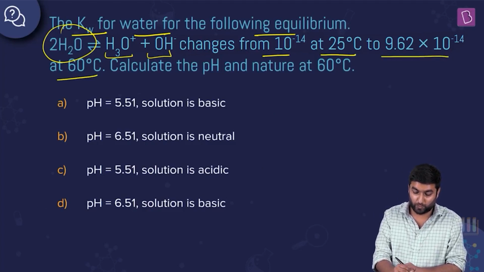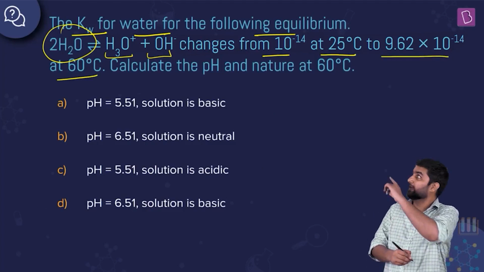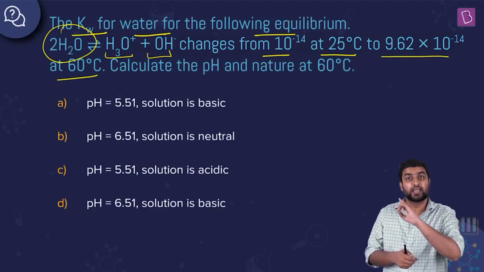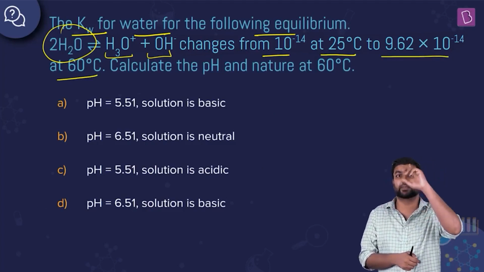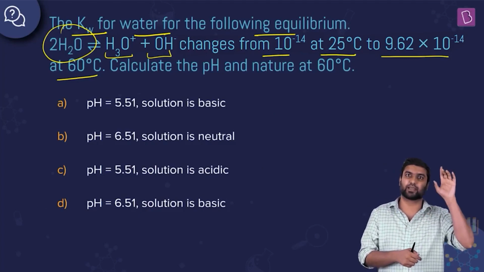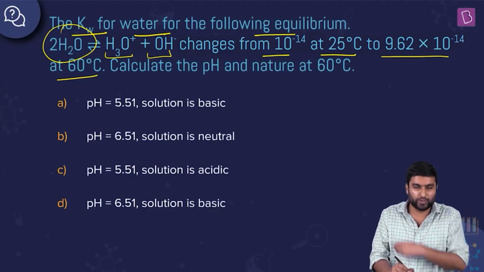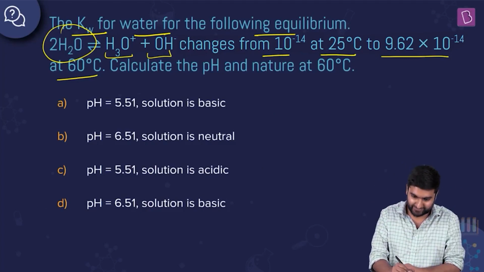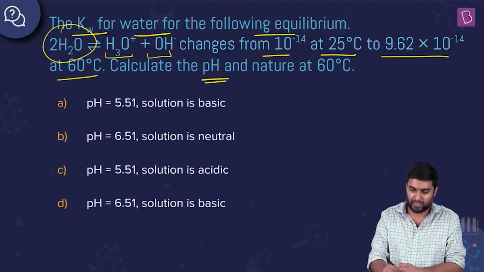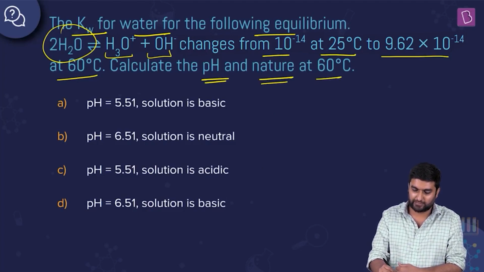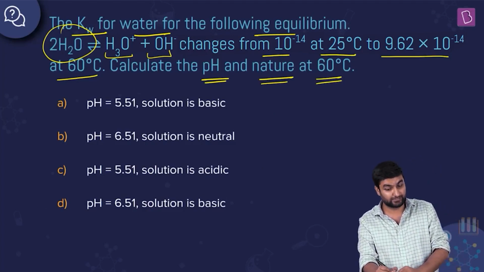H3O plus. You read it there? Read it carefully. What is written? H3O plus in the subscript, plus OH minus in the subscript, right? Okay, cool. It was getting congested, so I asked. Calculate the pH and nature at 60 degrees Celsius.